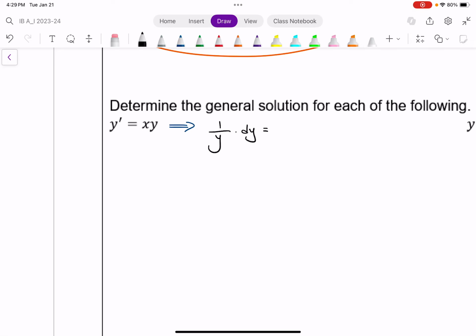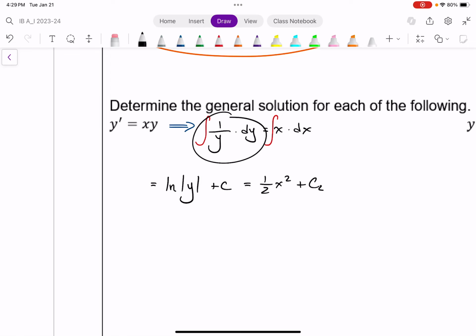But now what I want to do is integrate both sides. I want to find the indefinite integral of both sides. Notice on one side it's with respect to y and one side is with respect to x. So if I look at this now, the antiderivative of 1 over y is the natural logarithm. So I have the natural logarithm of the absolute value of y plus some constant. On the other side, I have the antiderivative of just x, which is 1/2 x squared plus some other constant. I'll put c2 and c1.